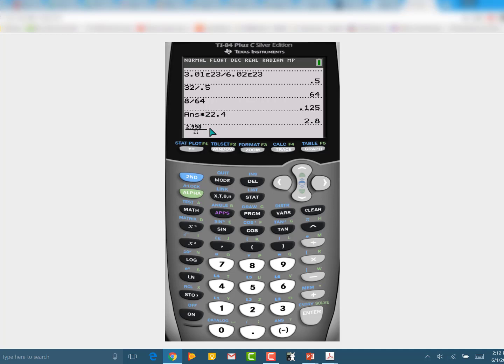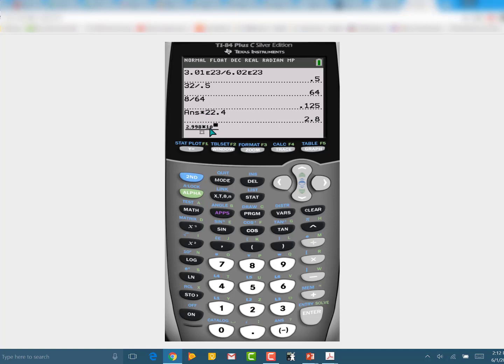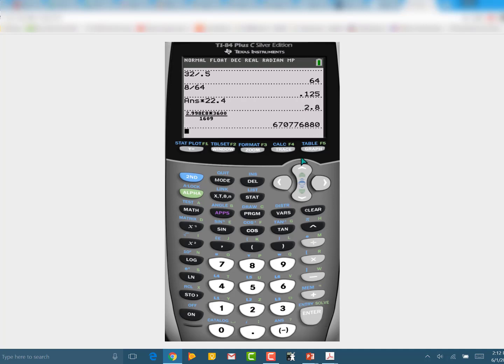And instead of hitting times 10, and then caret and all that stuff, I really dislike entering that. It's too many keystrokes. So I'm going to delete all that stuff, and I'm going to use this E button right here. So it's second function and then E, and then I just enter the exponent 8. And then in my problem, it was times 3. So I'm going to enter all the stuff on the numerator, 3,600. And then I'm going to scroll down to enter the stuff on the denominator, which was 1,609. Okay, I hit enter, and there's my answer.